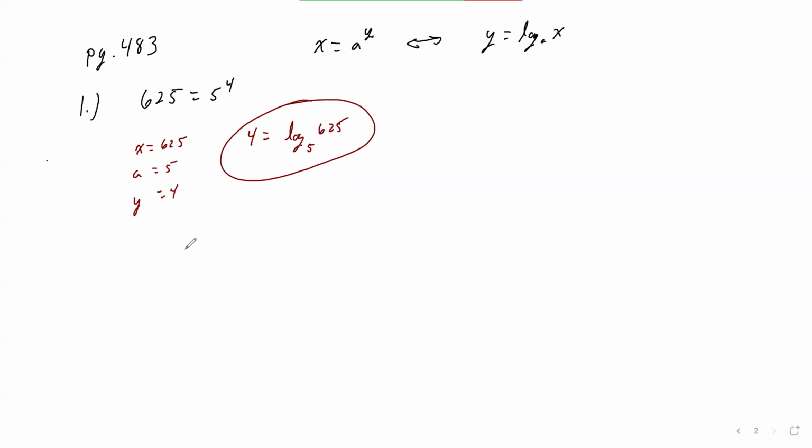Alrighty, let's look at another one like this. Let's look at number 7. Number 7 gives it to you as 4 to the power of x equals 31. It's out of order, but it doesn't matter because 31 is still your x, your a is still 4, and your y is actually x. So when I rewrite this, this becomes x equals log base 4 of 31.